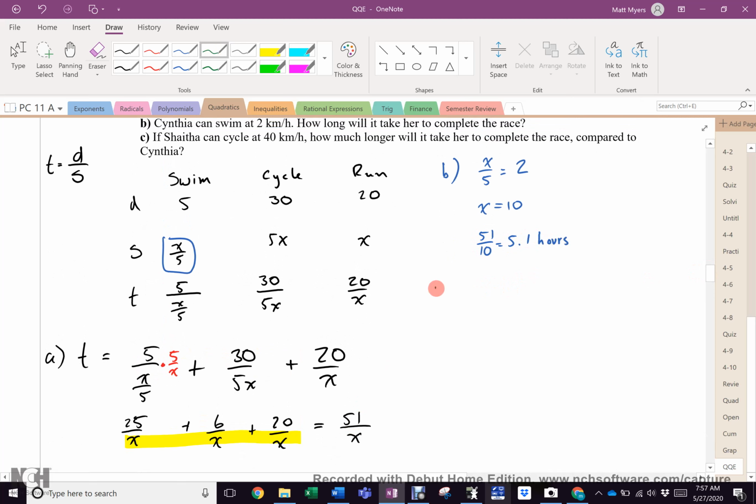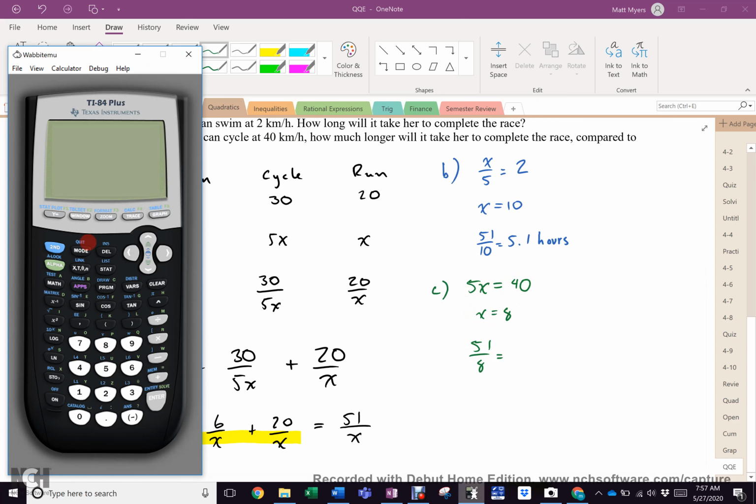That's B. C. Our good friend Shatha can cycle at 40 kilometers an hour. While cycling, 5x was her cycling speed, so 5x equals 40, because her speed was 40 kilometers an hour. So x must have equaled 8. So her time was 51 over 8, which I've got to go to my calculator to do.